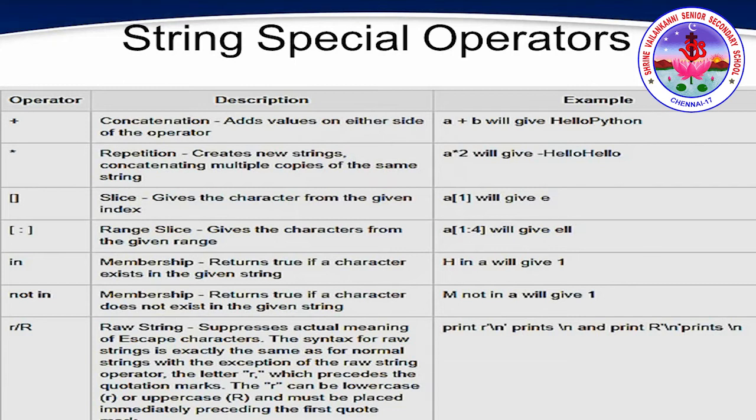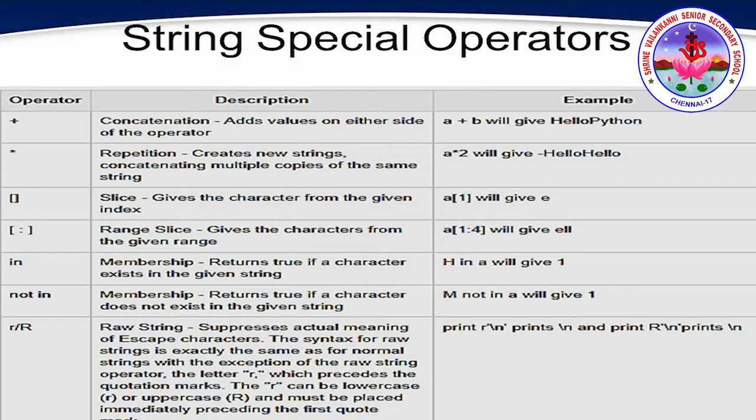So here we have taken an example. A is equal to hello and B is equal to Python. So A plus B will give hello Python. Next is repetition, the asterisk symbol. This creates new strings concatenating multiple copies of the same string. So A*2 will give hello hello. The same string will be replicated again and again for the number of times we have mentioned.